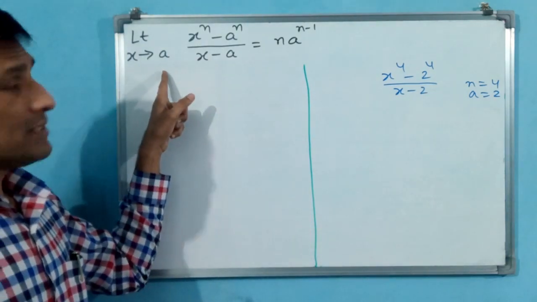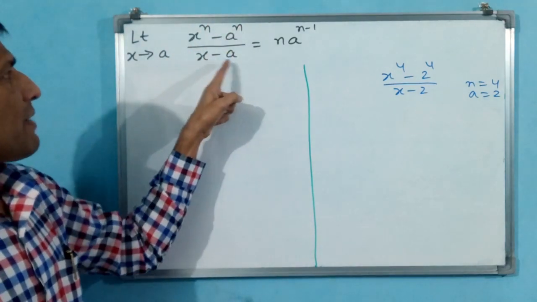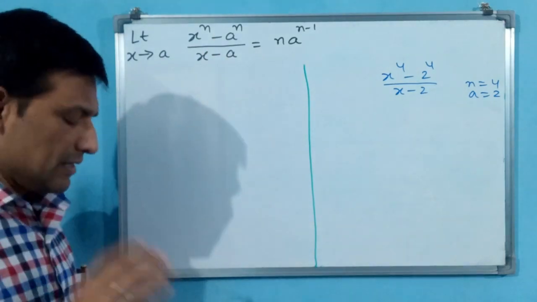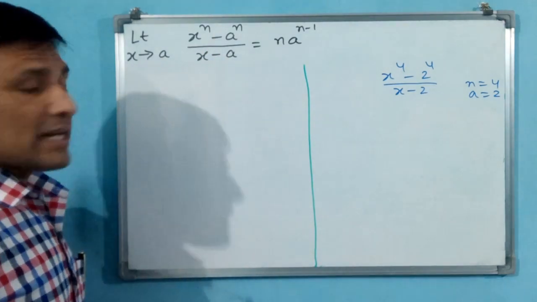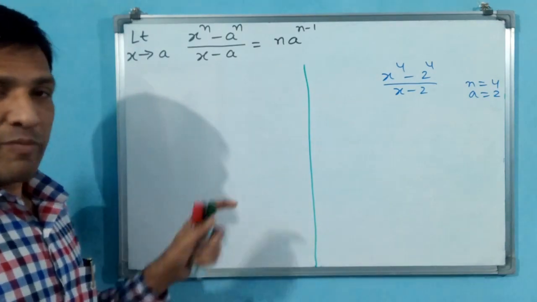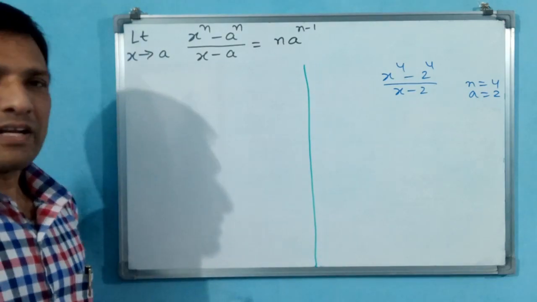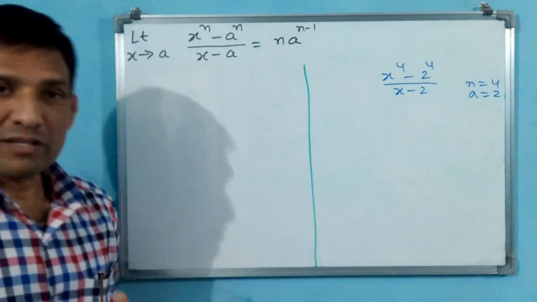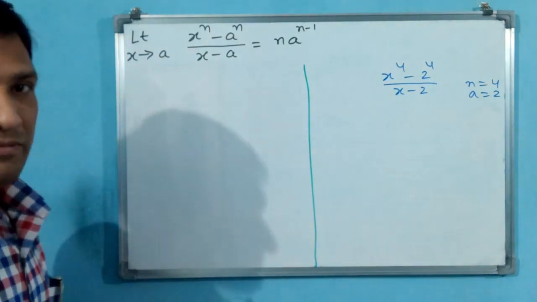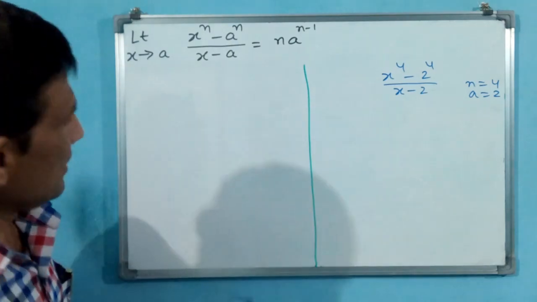For the normal case, if you apply it like a function, a power n minus a power n by a minus a, 0 by 0 will come. But we should not leave it at 0 by 0. 0 by 0 is case 3. Then we have to go for case 1 or case 2. Now it will become case 1 only. You have seen it practically, it has become case 1. But directly we have taken this formula. Let us see how that formula has come.